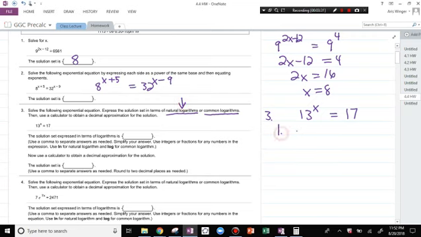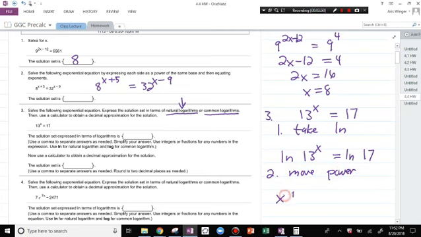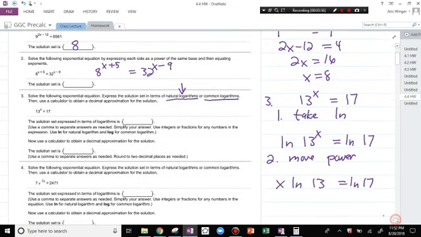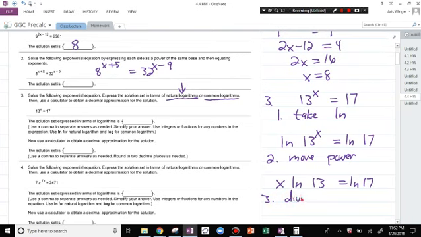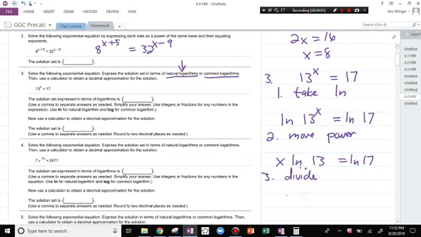I prefer the natural log, being steeped in calculus. So the first step here is to take the natural log on both sides, or you can use the log on both sides, the common log. So the natural log of 13 to the x is equal to the natural log of 17, and then to move the power in front. So then x natural log of 13 equals the natural log of 17, and then you divide, right? Or in general, you solve for x. X equals natural log of 17 over the natural log of 13.